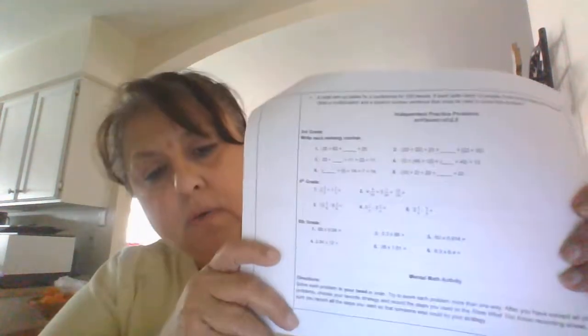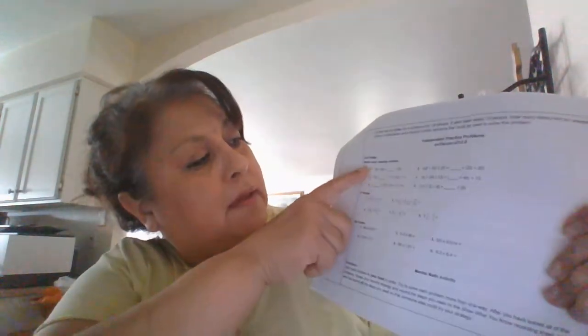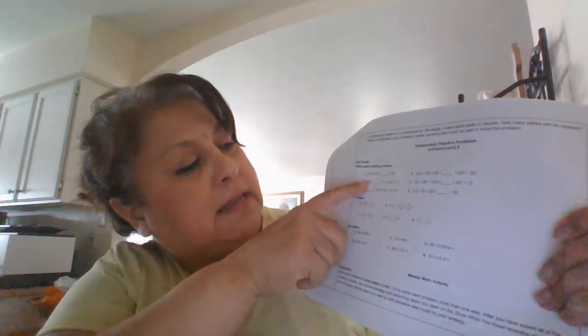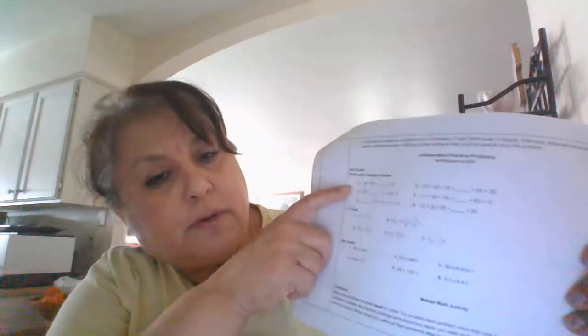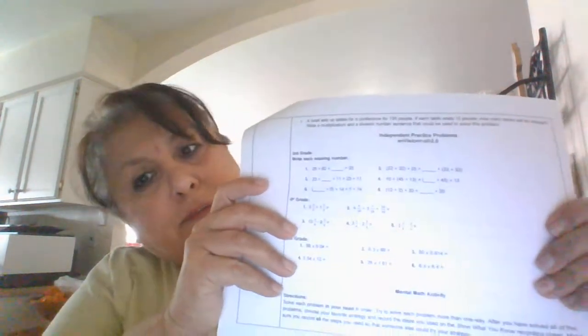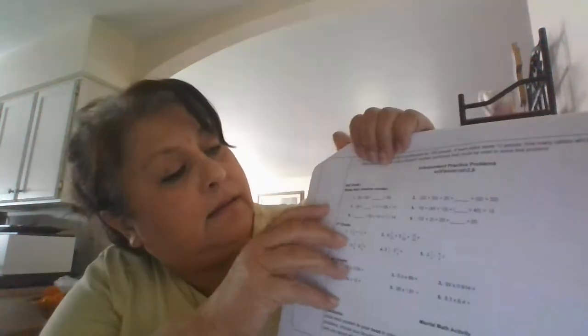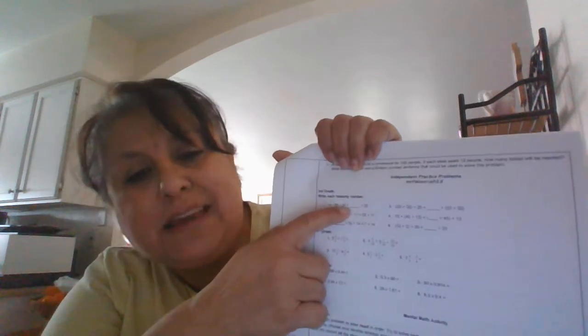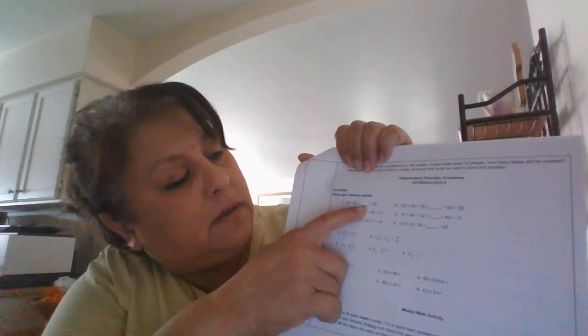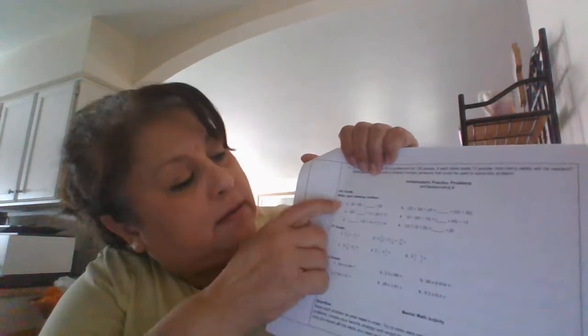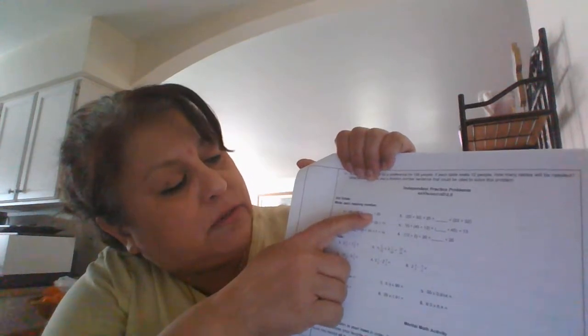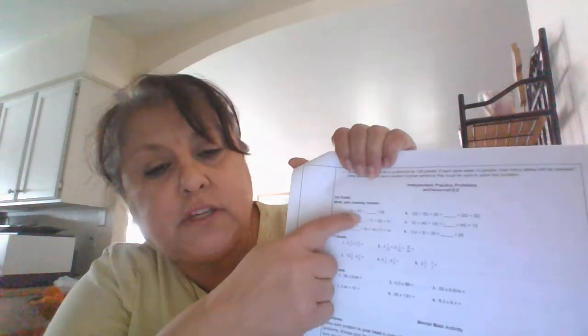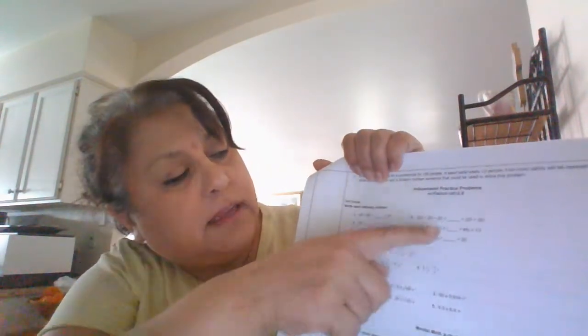So on this page here, where it has the for third grade, write each missing number, and like this first one here, this is easy peasy lemon squeezy. So it's 25 plus 62 is equal to blank plus 25. So you would just put 62 in there because the two equations have to equal each other. Okay, so you do that to each one.